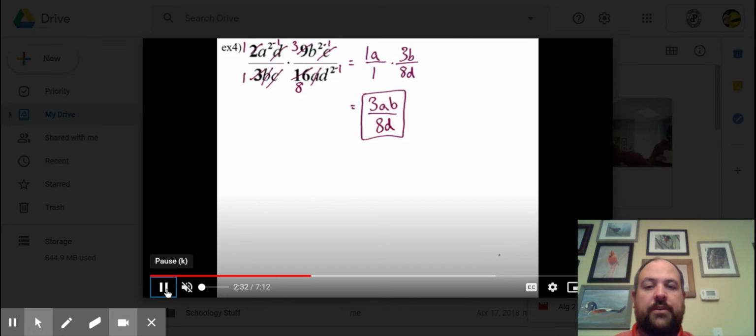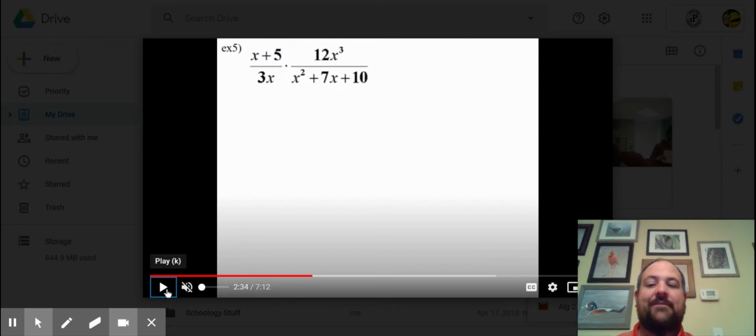Now we're going to move on to an example where we actually have larger polynomials. So here you can see we have (x plus 5) over 3x times 12x cubed over x squared plus 7x plus 10. First, I'm going to put my parentheses around the x plus 5 to remind myself I have to be able to cancel out that whole quantity. But when I look, I don't see anything that cancels.